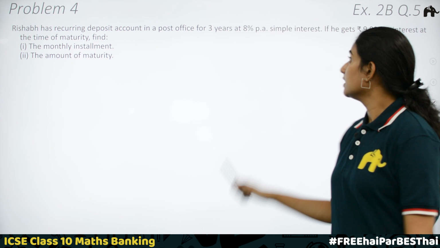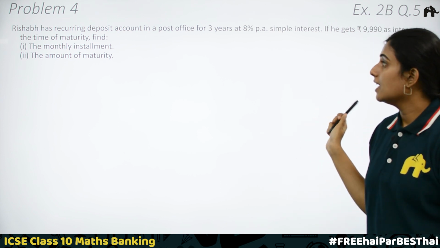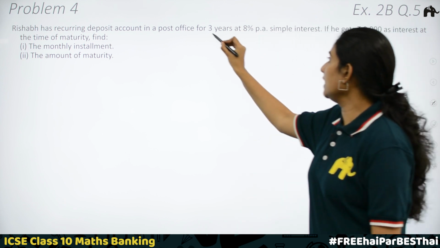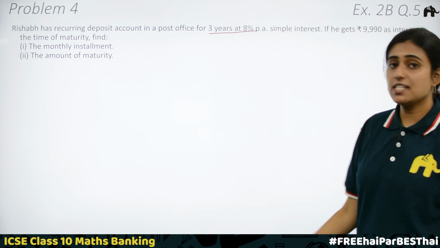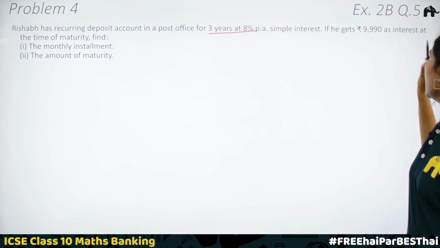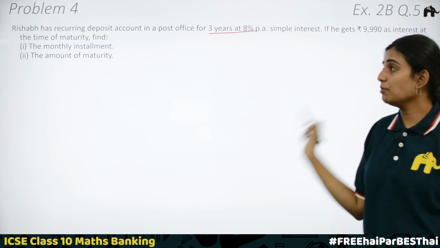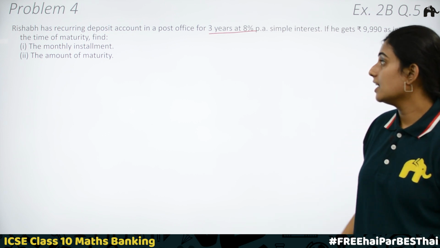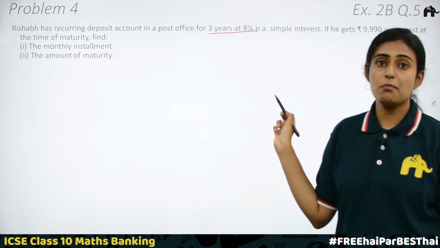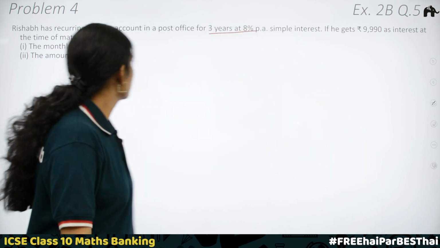Problem 4. Question number 5 of exercise 2B. Rishabh has a recurring deposit account in a post office for 3 years at 8% per annum simple interest. If he gets 9,990 as interest at the time of maturity, find the monthly installment. Second question, the amount of maturity. Amount of maturity means maturity value.